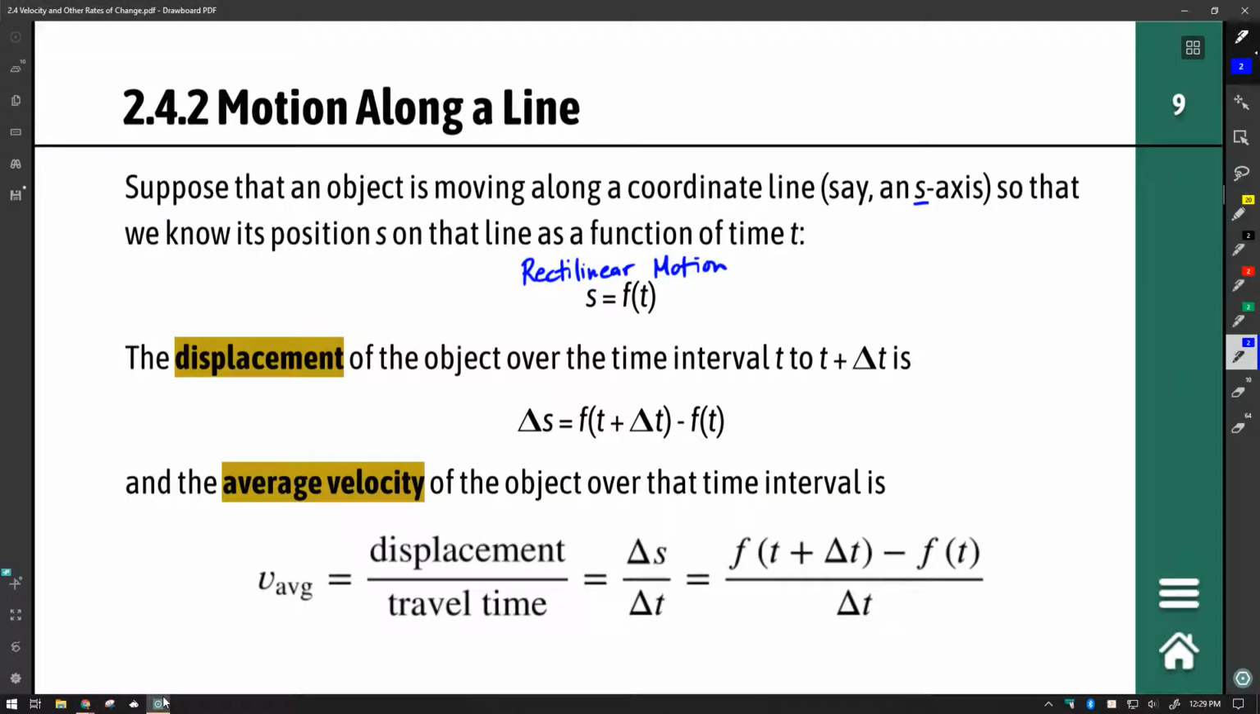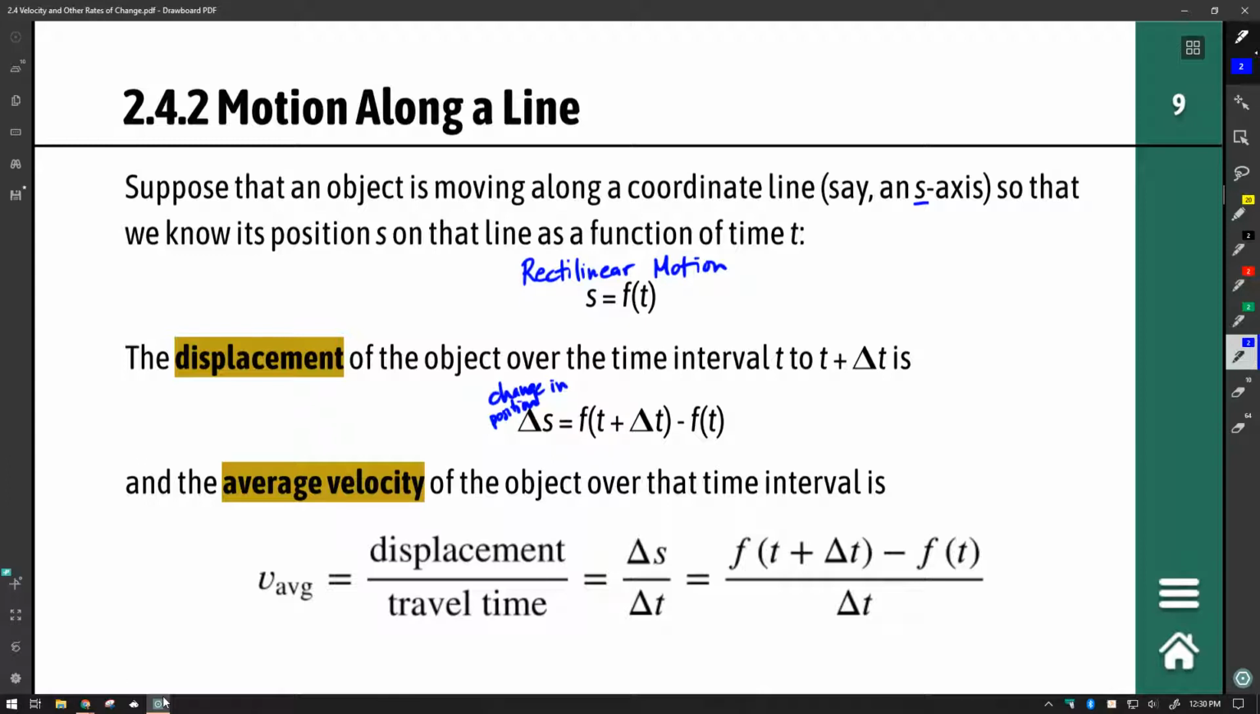Displacement is a vocabulary term we want to become more familiar with. Displacement of an object over some time interval from t to t plus delta t is basically just the difference in the two positions. So delta s, in this case, the change in position, is the position at the ending point minus the position at the beginning point.